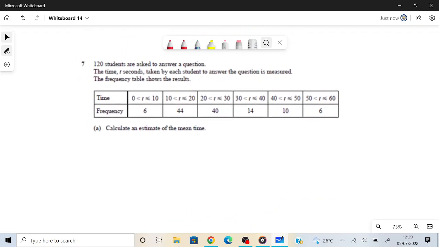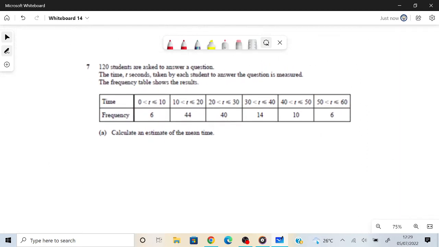Okay, let's just zoom in a tad bit. Right. So this one says 120 students are asked to answer a question. Okay, good to know. The time, t seconds, taken by each student to answer the question is measured. The frequency table shows the results. So again, as you can see, we have a range, also known as the class width. So this is the range that we have to work in, and then this shows the amount of students that fall in that range. So that is what we have to work with.